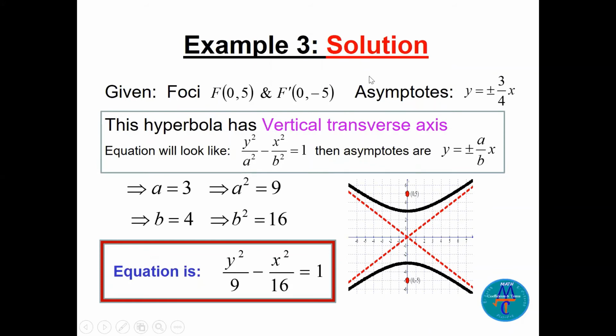The asymptotes are y equals plus or minus 3 over 4 x. I put here in this box: the hyperbola has a vertical transverse axis because of the foci, and the equation will look like y squared over a squared minus x squared over b squared is equal to 1. And here the center is 0, 0, so there is no shifting. For the equation of the asymptotes, if you replace 1 by 0 and solve for y, you will get y equals plus or minus a over b x. Compare with the given: directly we can say a is 3 and b is 4, square it, write the equation.